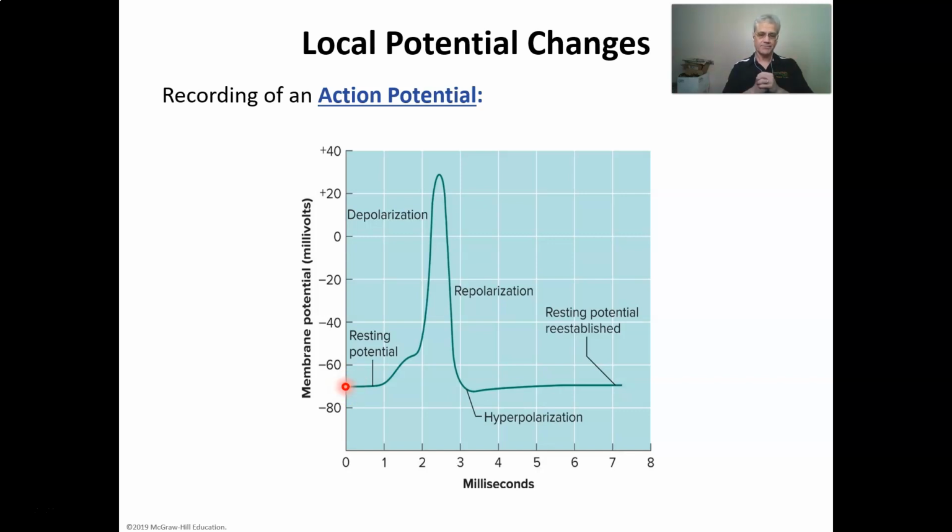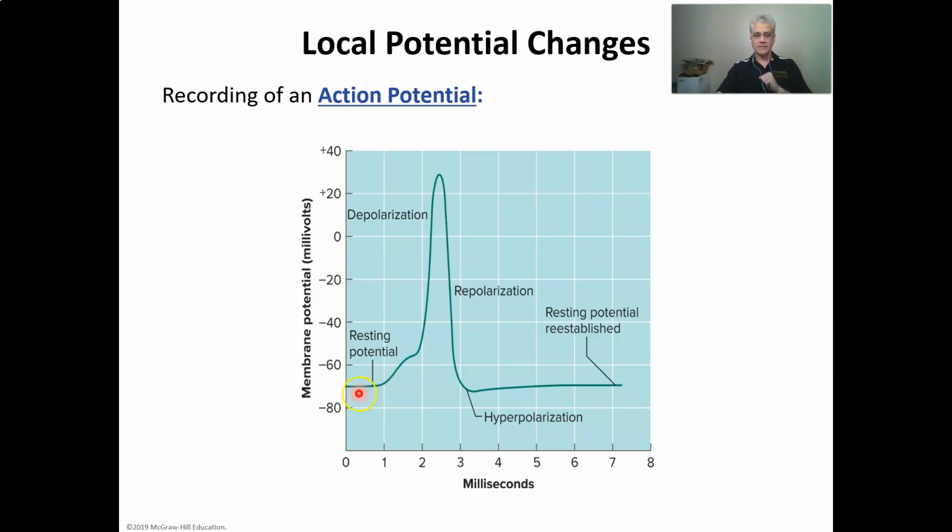Great. All right, we come along and we give it a little stimulus. There are other nerve cells that are providing input into our particular nerve. They provide that input. They give it a little bump.